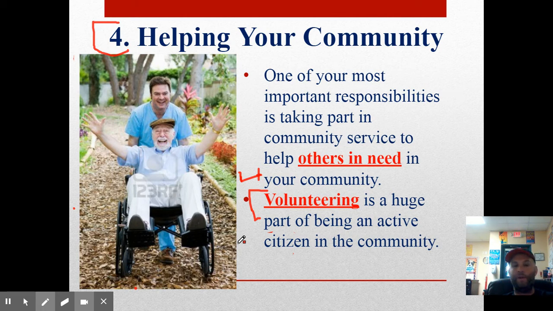So this is, again, a responsibility. No one's going to knock on your door and say, excuse me, you're playing video games. You should be out picking up trash, making your community better. I'm going to arrest you. It's not an obligation, but it's something that if everyone does it, we can make the country a better place. We can help the common good. Okay. Help your community. Volunteer.